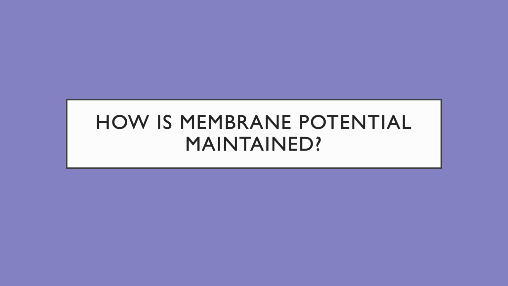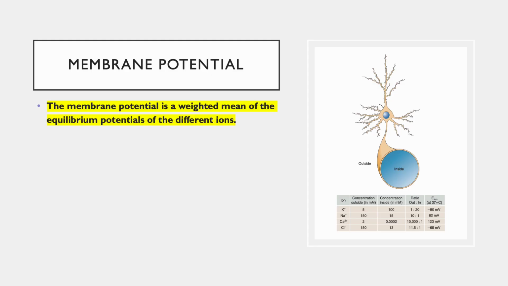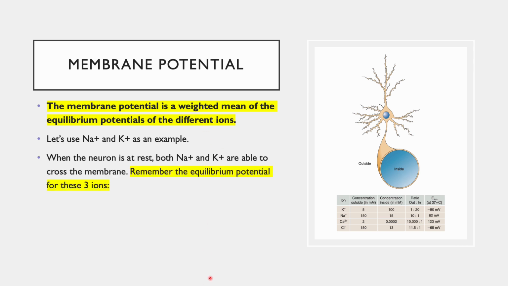How is membrane potential maintained? Well, remember that membrane potential refers to the difference in electrical potential across the cell membrane at rest. So if there's a difference in charge inside or outside of the cell, a nerve impulse can potentially occur. So how can we calculate membrane potential? The membrane potential is actually a weighted mean of the equilibrium potential of different ions. In this example, we'll use sodium and potassium.